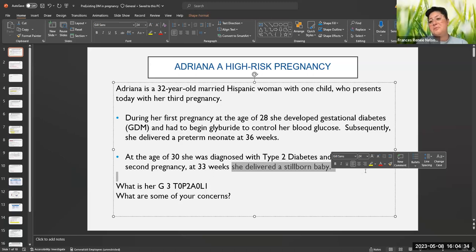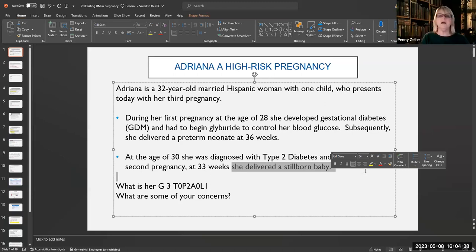She could be on some type of antidepressant medication. Okay, yeah, we certainly need to screen for depression in our history. But her last pregnancy, she delivered a stillborn. Do you think that affects her now with the next pregnancy?